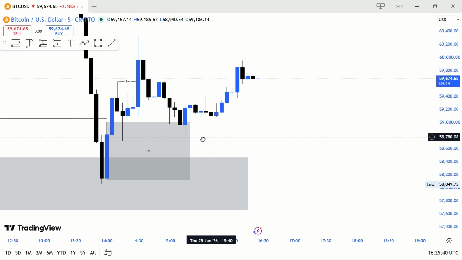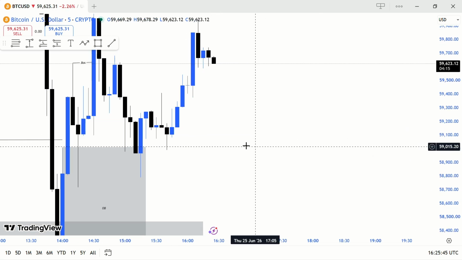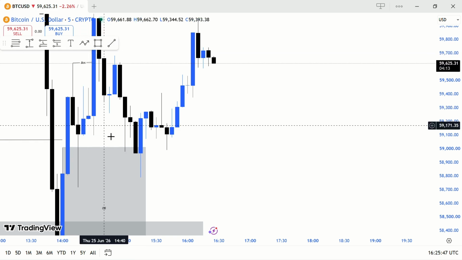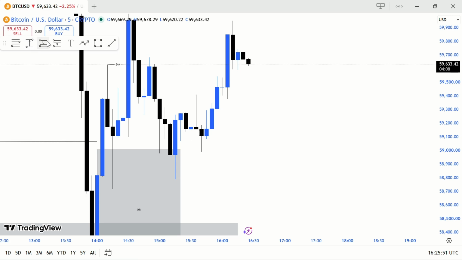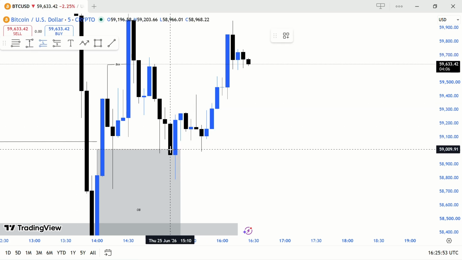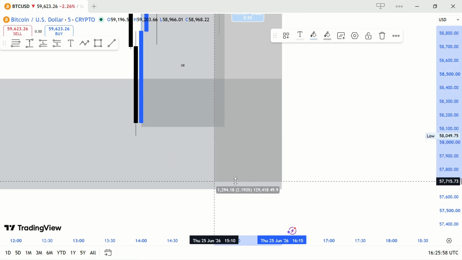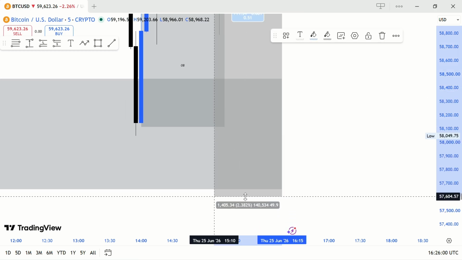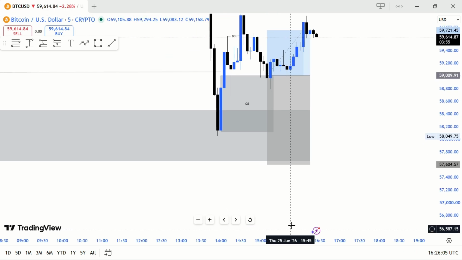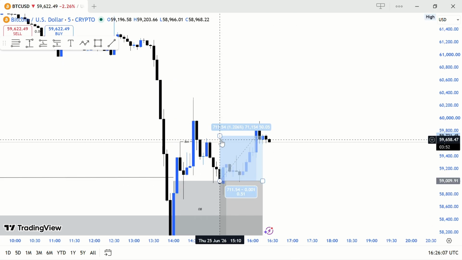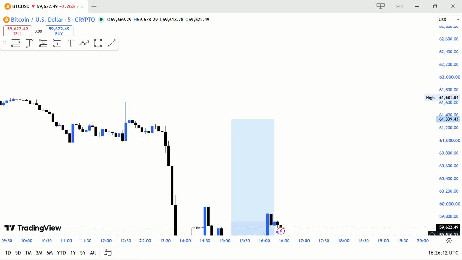Okay, after this, we got a push to the upside. So from there, I took my buy from this side. Currently, I'm on a buy from this side, putting my stop loss here, and my take profit at this junction.